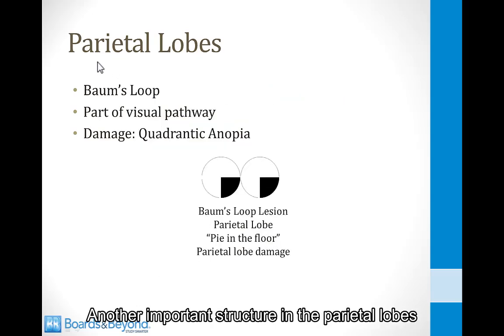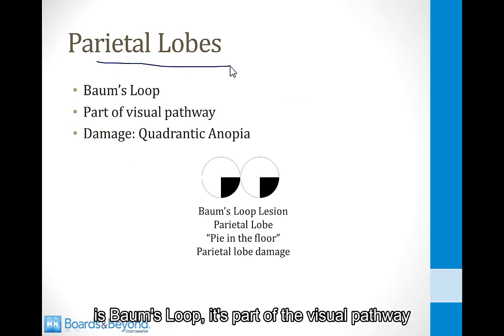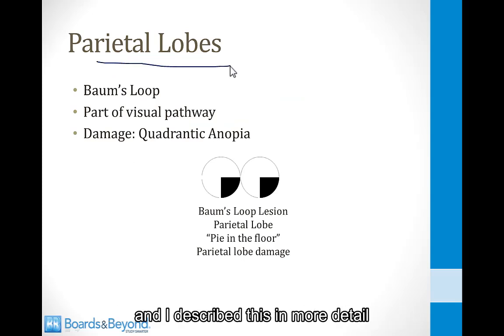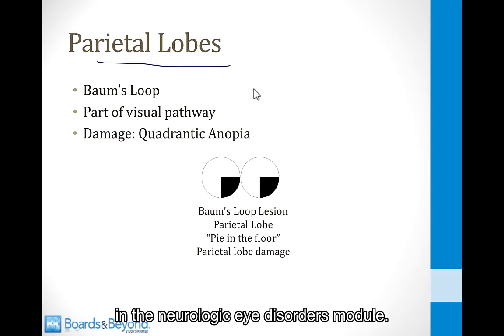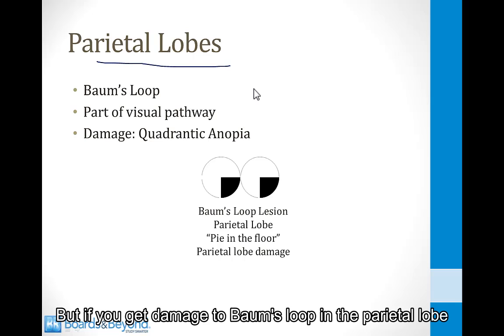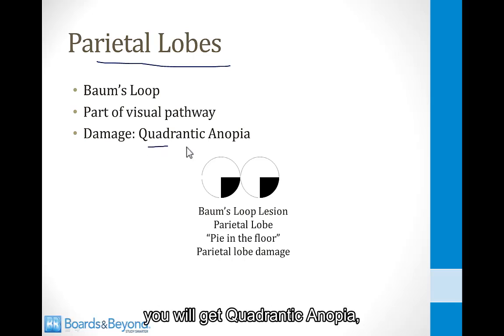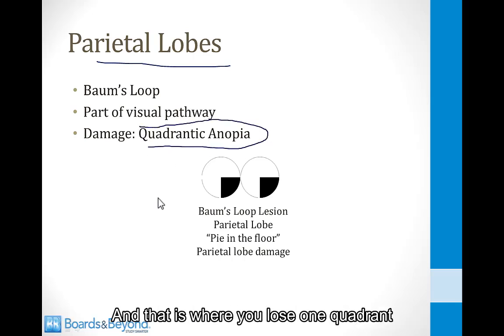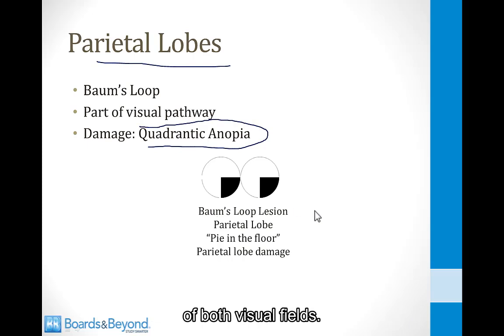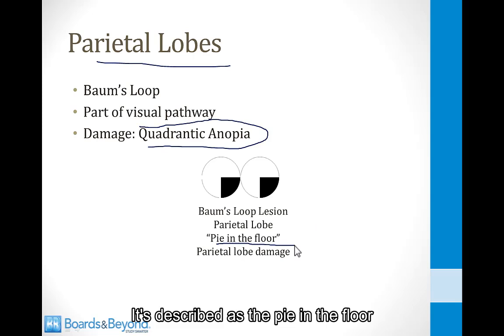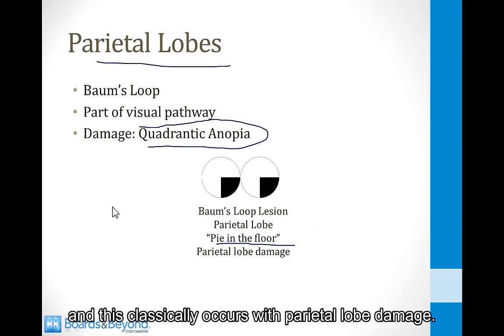Another important structure in the parietal lobes is Baum's loop. It's part of the visual pathway, and I describe this in more detail in the neurologic eye disorders module. But if you get damage to Baum's loop in the parietal lobe, you will get quadrantic anopia, and that is where you lose one quadrant of both visual fields. It's described as the pie in the floor, and this classically occurs with parietal lobe damage.